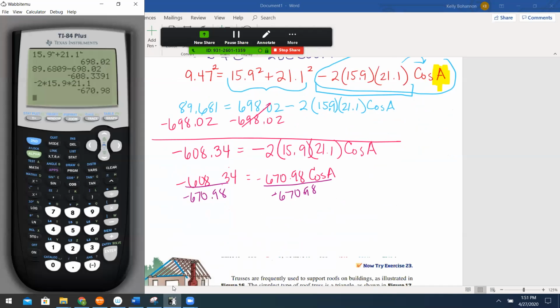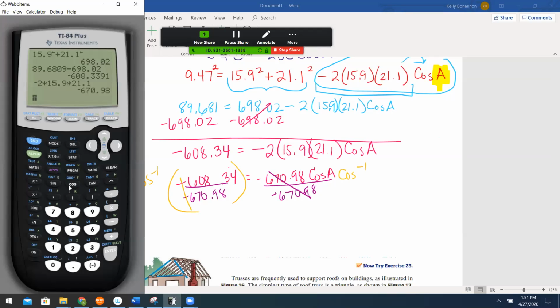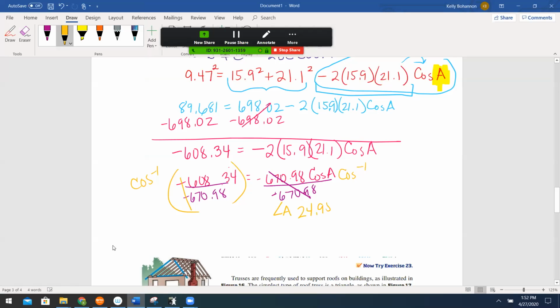We're almost done. So now, as a matter of fact, I actually don't even have to divide this out because I know that's going to cancel on this side, and I'm solving for angle A. So here's where I'm going to use arc cosine in order to get angle A by itself. So I can put all that in the calculator. These negatives are going to cancel out and become a positive, so you don't have to worry about the negative signs. So arc cosine of 608.34 over 670.98, and I get 24.95. That's angle A.